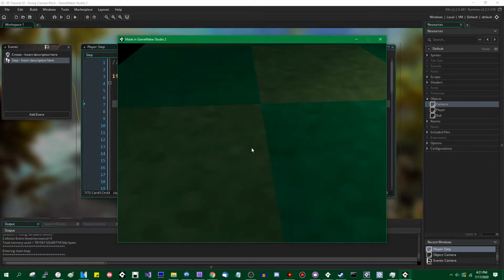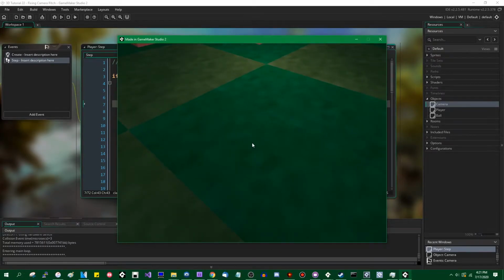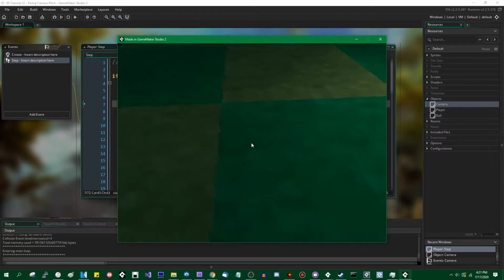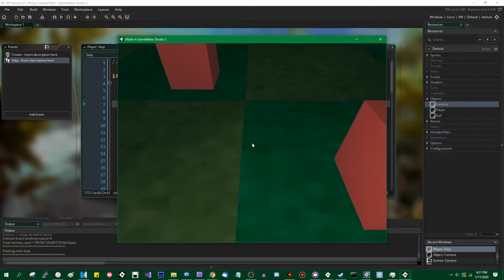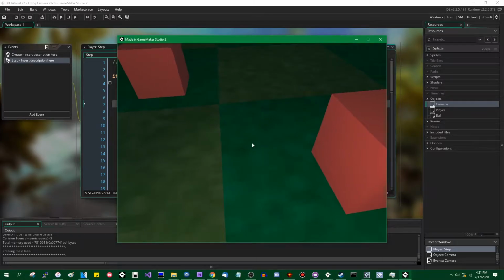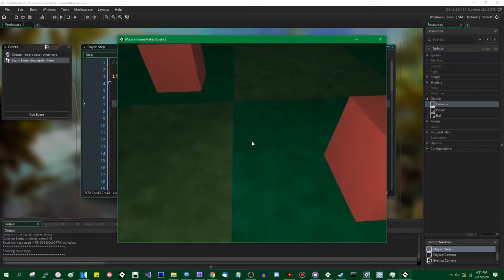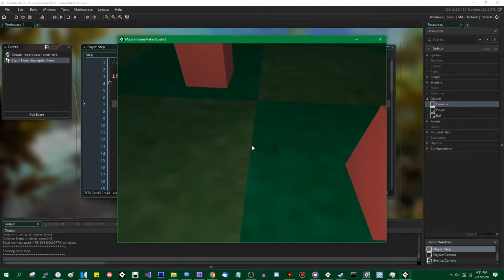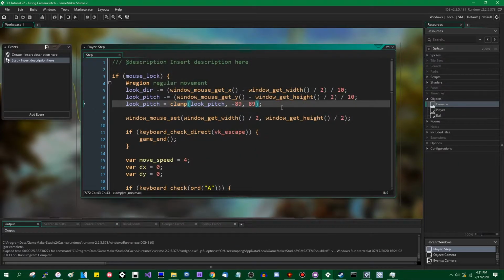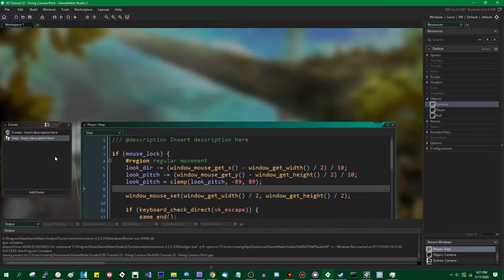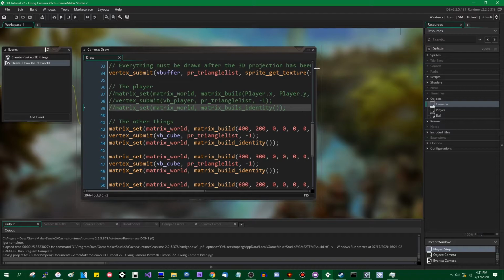I am looking straight down. This is as far down as I can look, and you can see there's still a significant distance in front of me that I'm looking at, instead of looking really far down at my feet. And that is because of an issue in the camera code.